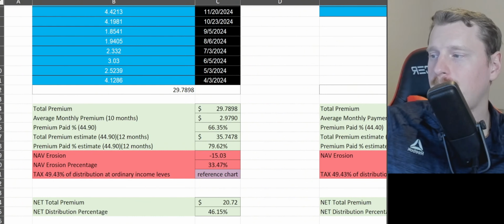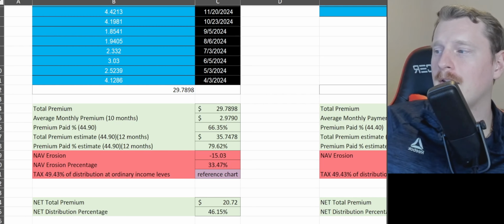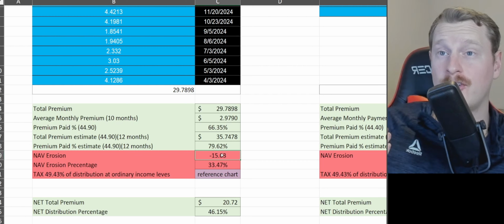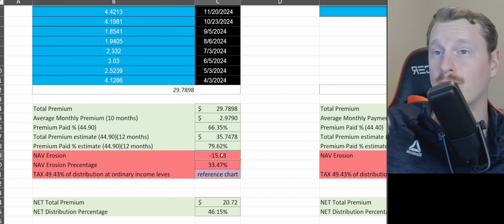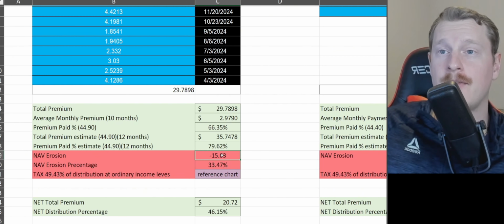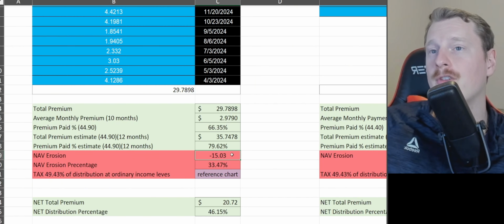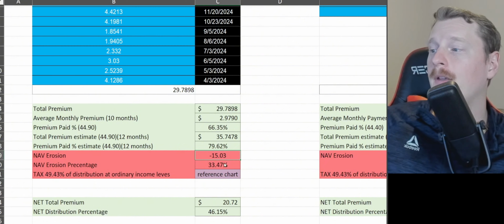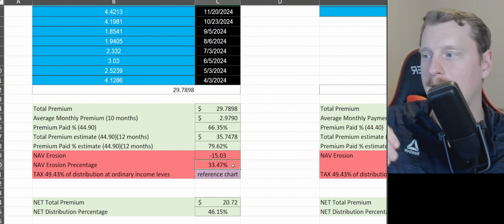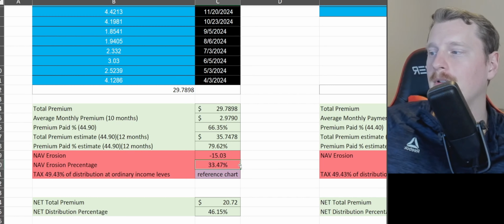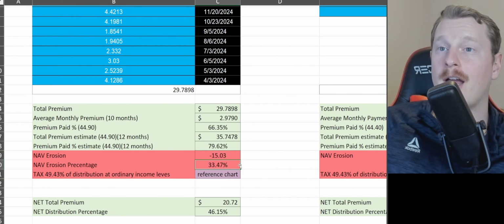But with everything taken into consideration, the way I do this is I take this NAV, the share price that was lost, the capital erosion, you know, net asset value erosion. I basically subtracted this $15.03 from the actual distribution, right? So if we look at how much NAV erosion as a percentage, basically the share price going down, it was going down, you know, 33.47%. You're down 33%.